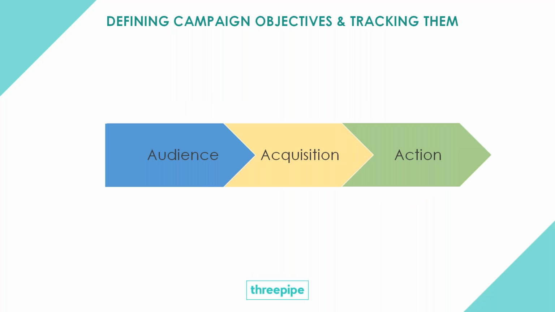Before we start any campaign, it's really important to define the objectives so that we can track it properly. We group this into three different areas: understanding the audience that we want to reach, how and where we want to reach them, and what action we want them to take.